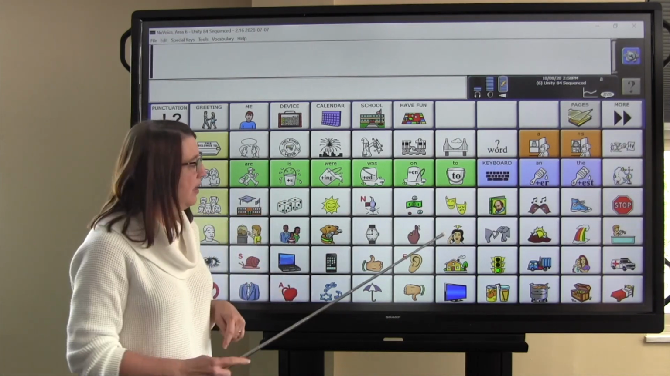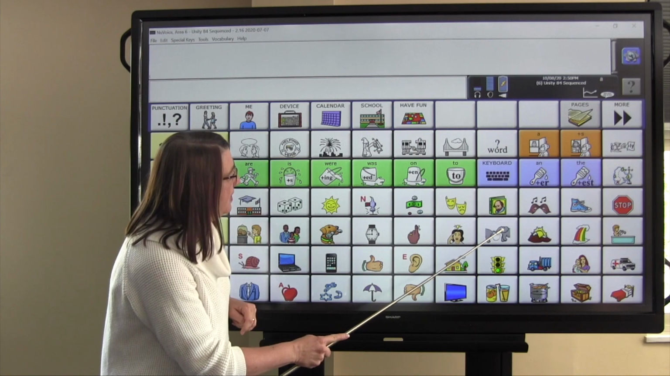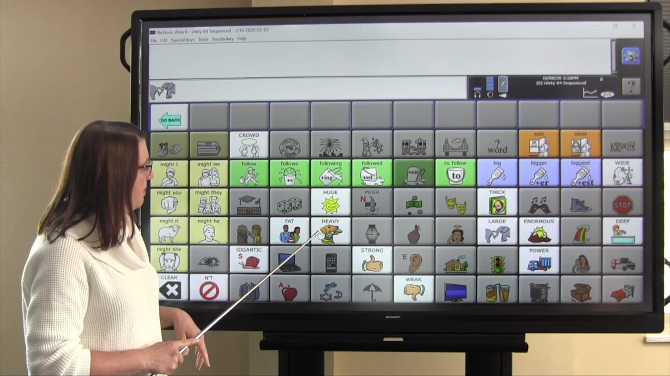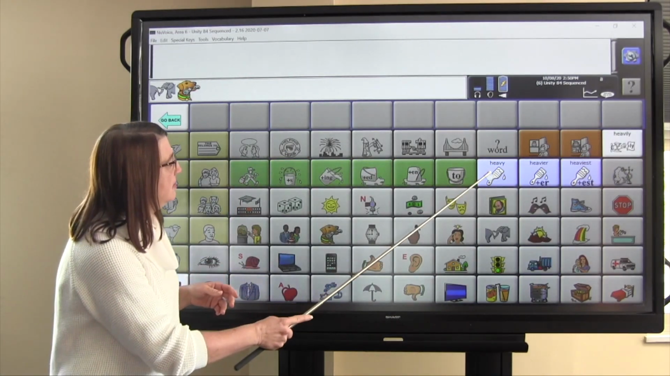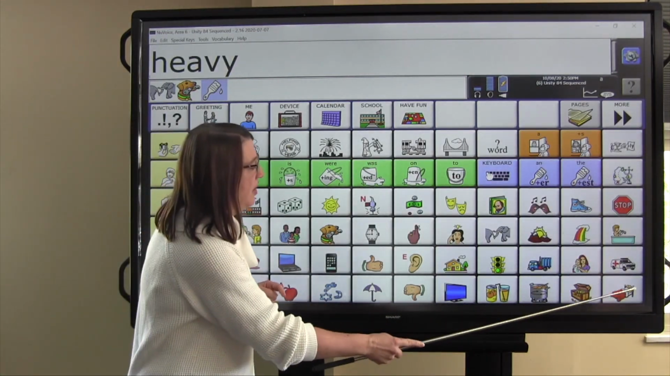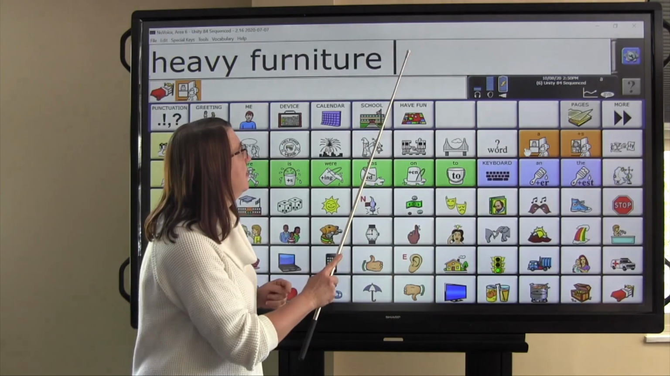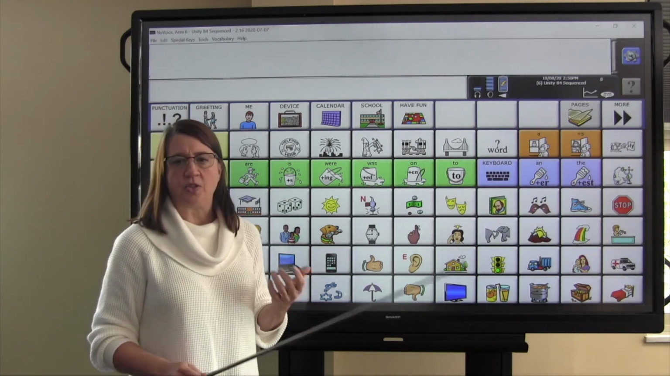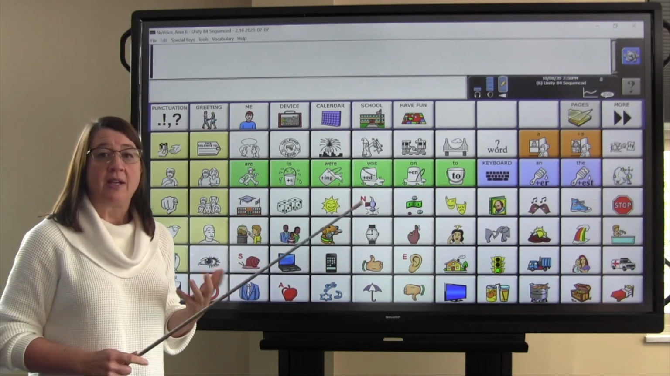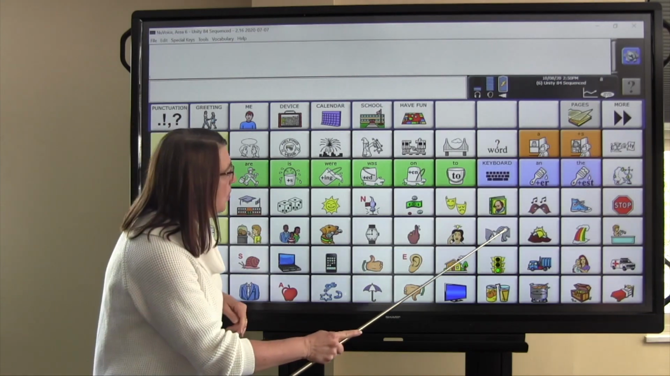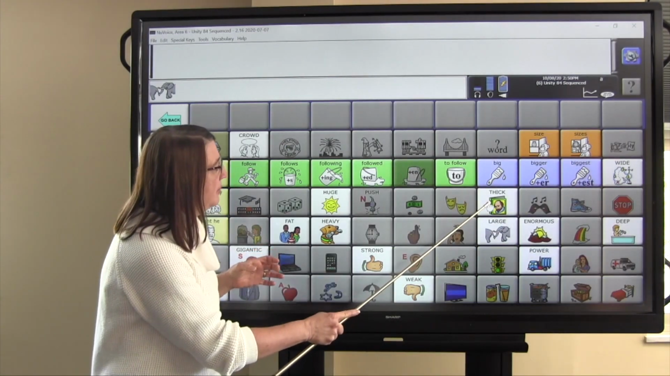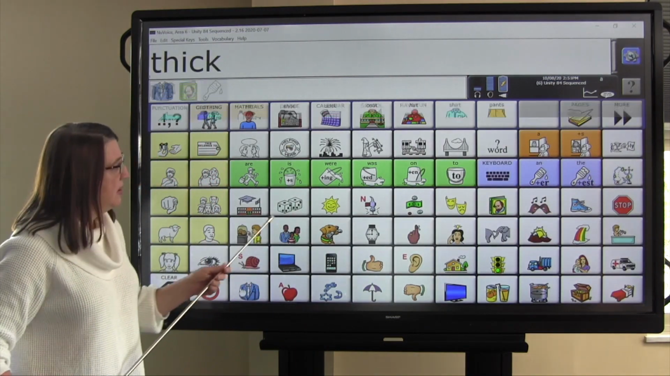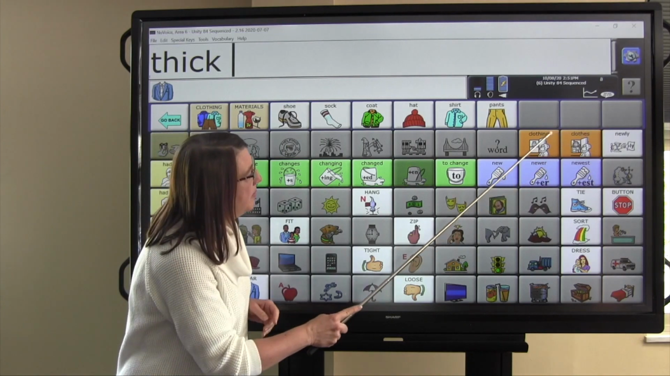Let's go ahead and say another one. Let's say heavy furniture. Elephants. Let's find what's heavy on here. The dog is carrying a heavy newspaper. Heavy. Furniture. Bed plus noun furniture gives us heavy furniture. Let's do one more. Let's do thick clothing. So let's do elephants. The book is thick. Thick.